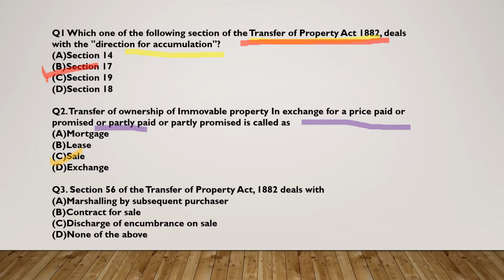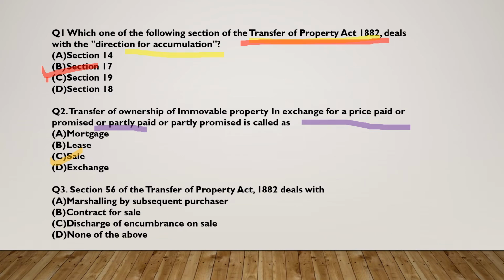Now question number 3, it says Section 56 of the Transfer of Property Act 1882, it deals with what? Option A, marshalling by subsequent purchaser. Option B, contract for sale. Option C, discharge of encumbrance on sale. Option D, none of the above. So what is the correct answer of this question?